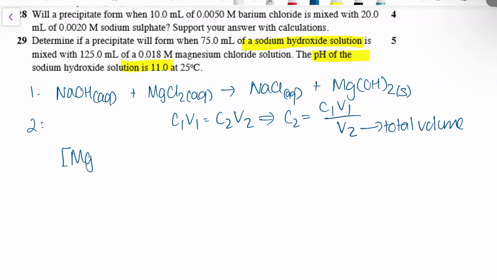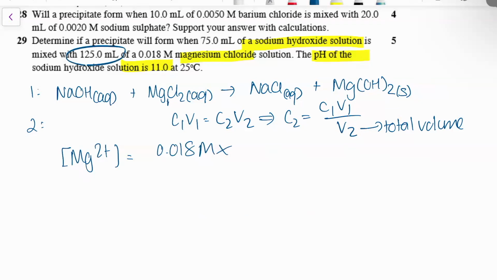Concentration of Mg2+. Once again, we're looking for Mg2+ only, but we get given magnesium chloride. So I just want to check the ratio. How many Mg in magnesium chloride? 1, it's a subscript 1. So I don't have to multiply the concentration by anything. I can take the 0.018 magnesium chloride as 0.018 just for the magnesium as well. So that's C1, that's 0.018 molar.